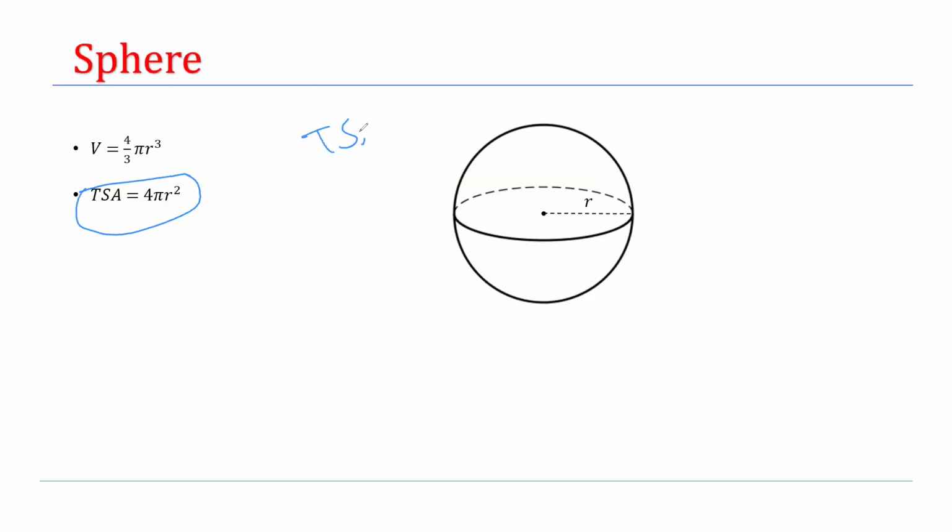I'm saying TSA is equal to CSA. Can you tell me the reason why? Because it has no base and no top. Top and bottom, no, sir. Everything will be the same. Yes. Now we'll also discuss the hemisphere.